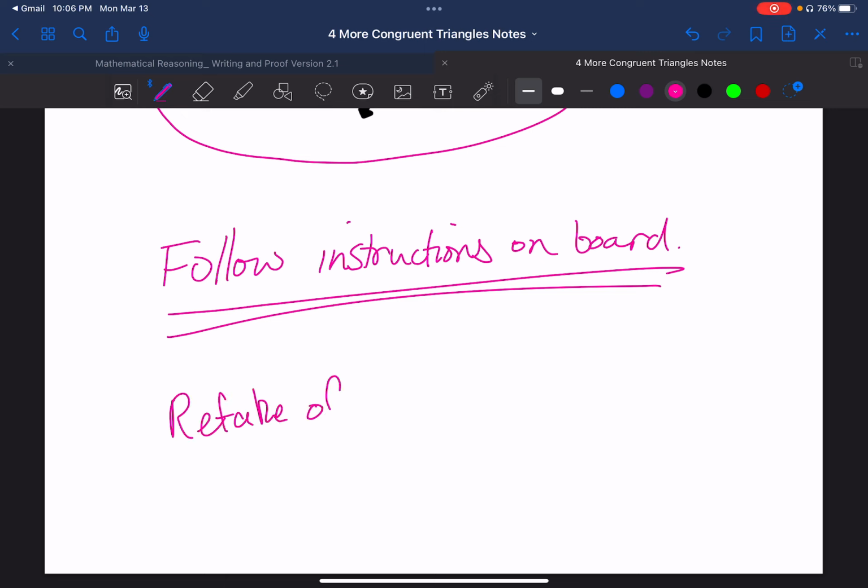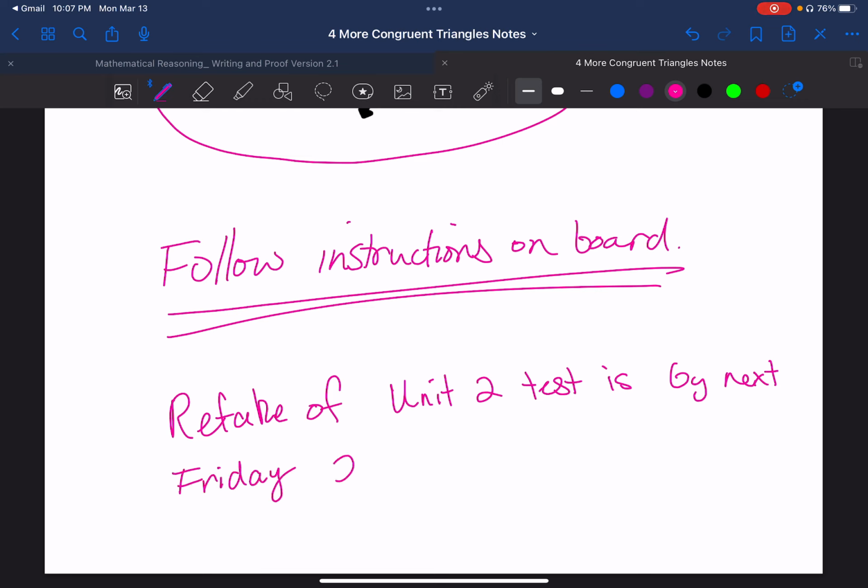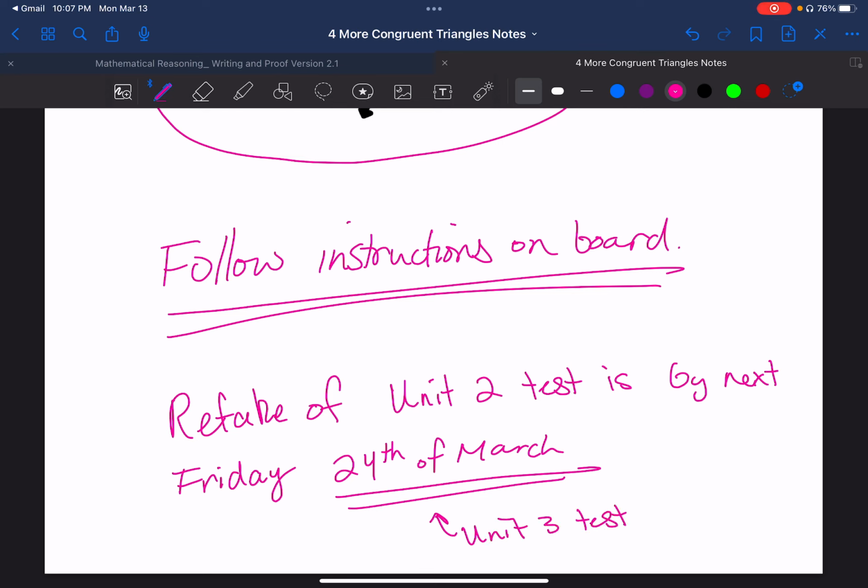Retake of Unit 2 is by next Friday, the 24th of March. That is also when this test is going to be too. Unit 3 test will be then as well. If you are looking at it and you are unhappy with your Unit 1 test, the deadline was last Friday, so it's too late for that. So make sure that you are focusing on the next tests after this and make up for any low scoring in the future.